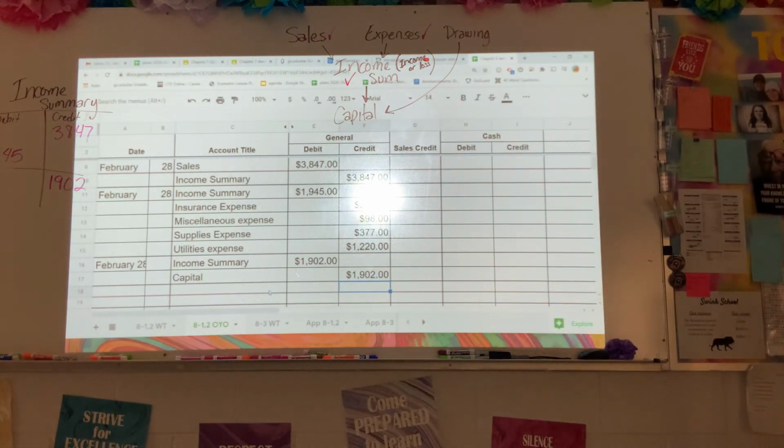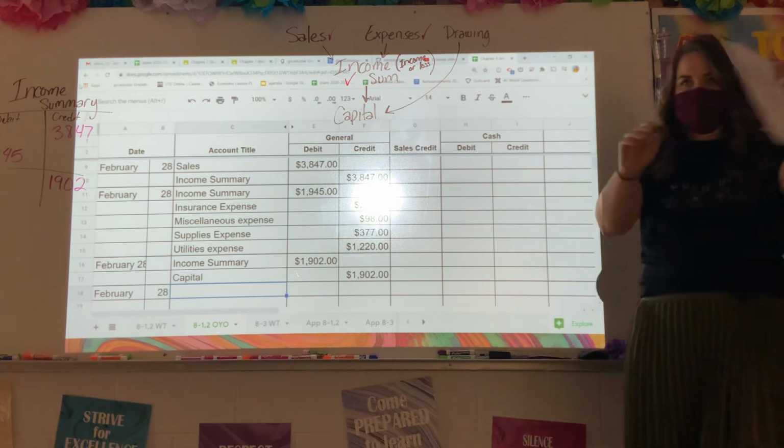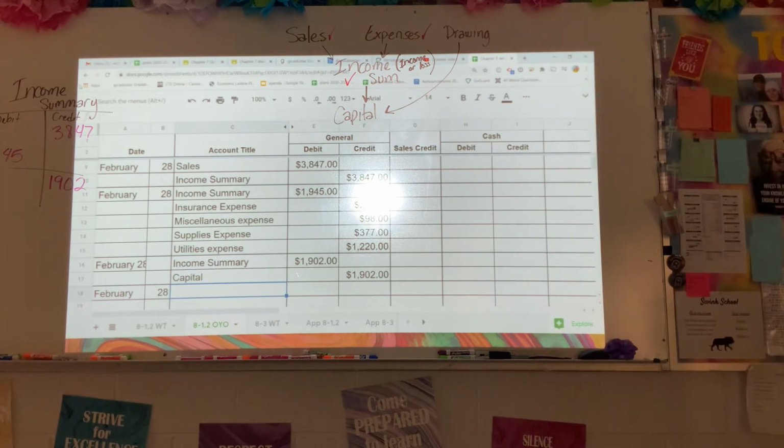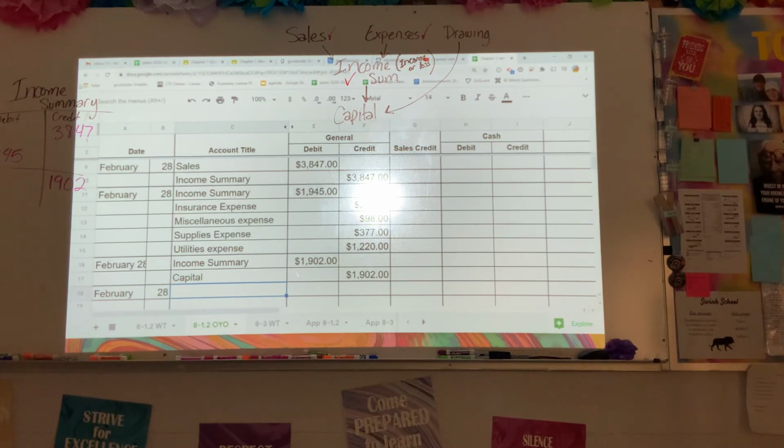Drawing, okay? So drawing, if we look at our worksheet, look at your worksheet. If we look at drawing, you go all the way over. Does drawing have a debit or a credit tendency on here? What are we starting with, a debit or a credit? Find drawing on the worksheet, right here. Is it a debit or a credit?